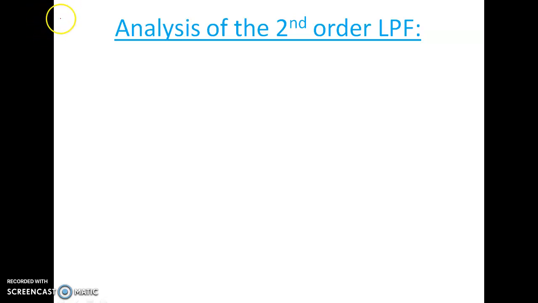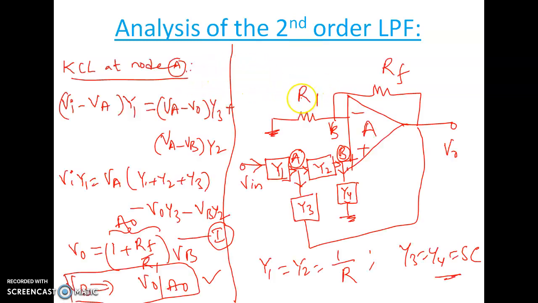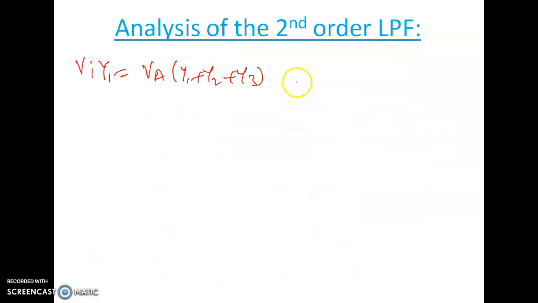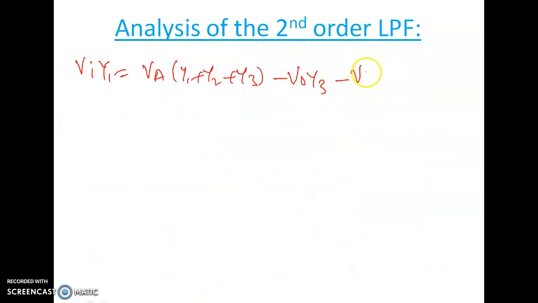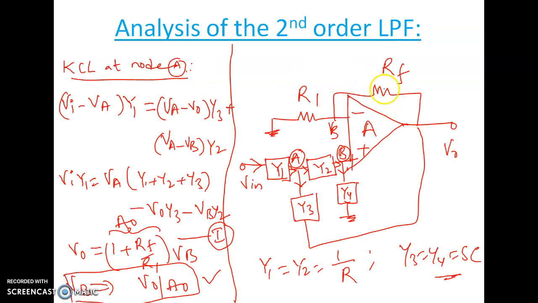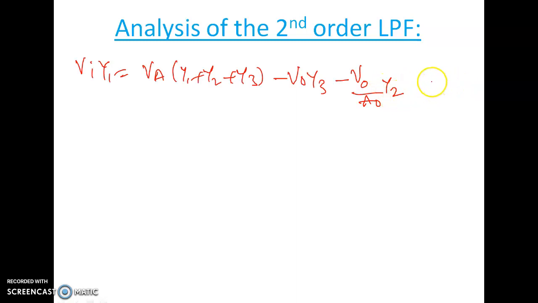So we have got this expression: Vi into Y1 is equal to Va into (Y1 plus Y2 plus Y3), and minus V0 into Y3, and minus Vb into Y2. So in place of Vb, what can I write? V0 by A0 into Y2. So this is equation number 2.